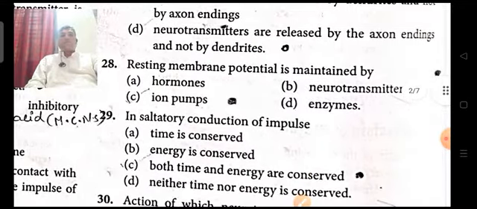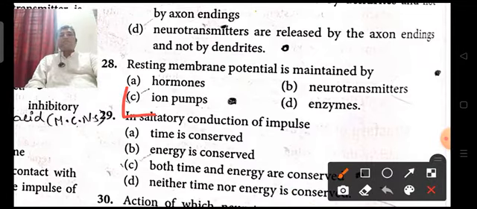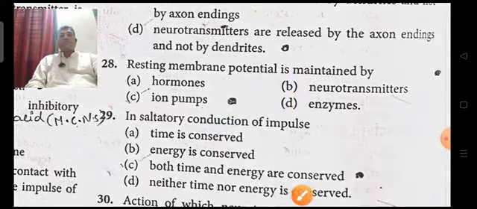Next, resting membrane potential is maintained by hormones, neurotransmitters, ion pumps, or enzymes. Already we have discussed that sodium and potassium pumps will maintain the resting potential. So the answer is C, ionic pumps.